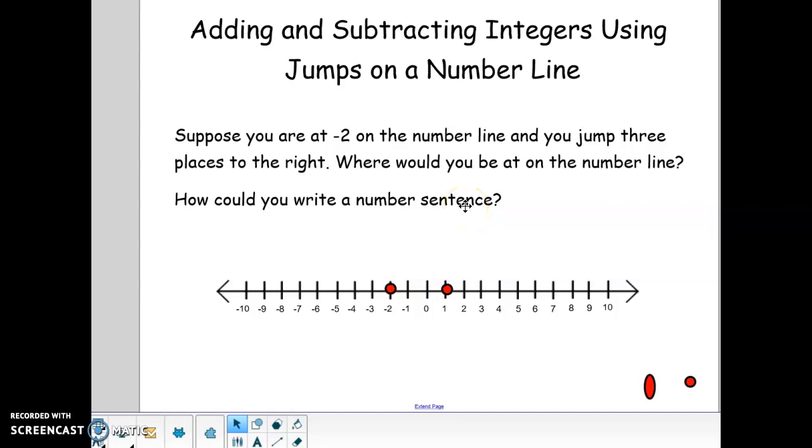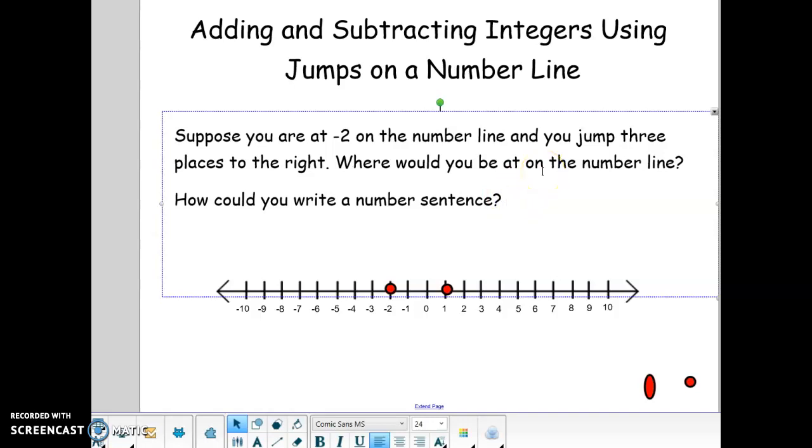So I need to figure out a number sentence that I would write for what I just did. Basically, I started at negative 2. Because I moved right on the number line, I know that I added. I went 3 places, so I added 3, and then I ended up at positive 1. So we would say that negative 2 plus a positive 3 equals a positive 1. That would be my number sentence for that number jump.